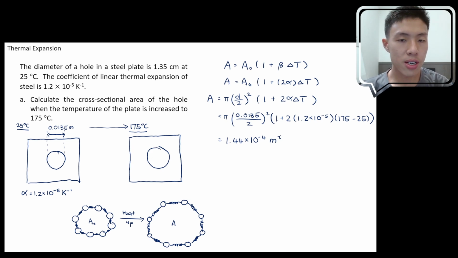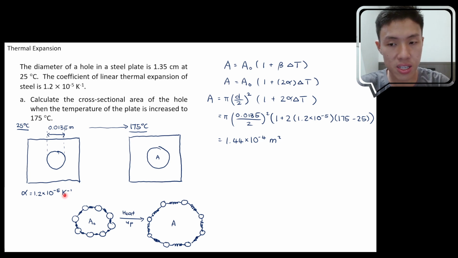So this is the new area of the hole after the temperature has increased from 25 to 175 degrees Celsius. Something that I think you all might be wondering is, why can alpha, when it's given in the unit of per Kelvin, be substituted in even when the temperature is in degrees Celsius? The change in temperature is measured in degrees Celsius, but you are going to multiply it with alpha, which is measured in per Kelvin. Is it okay to mix up the temperature units? Well, it's actually okay to do so.